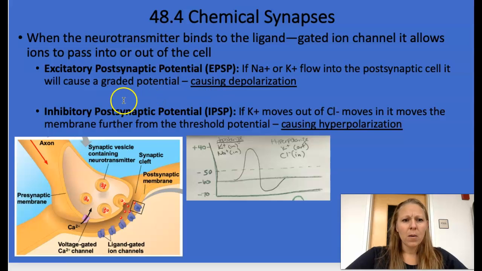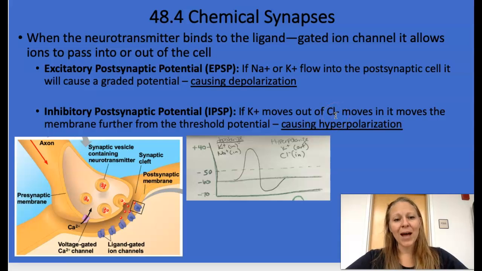On the other side of that is an inhibitory postsynaptic potential, or IPSP. That's if K plus moves out of the cell. So in the postsynaptic cell, if the positive ion is moving out, or the negative chloride moves in, that's going to bring the neuron lower. It's going to hyperpolarize, and it's going to make it more difficult for the cell to reach that threshold potential. So this is an inhibitory postsynaptic potential, and it's causing hyperpolarization.